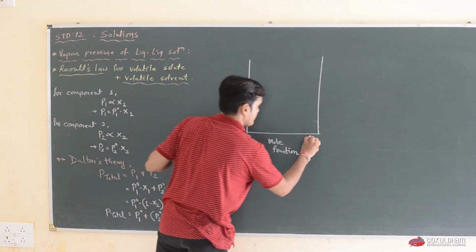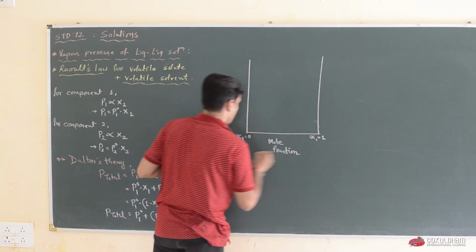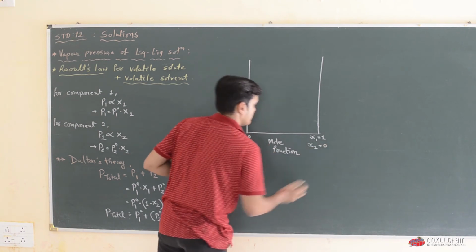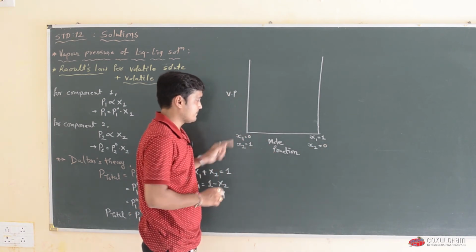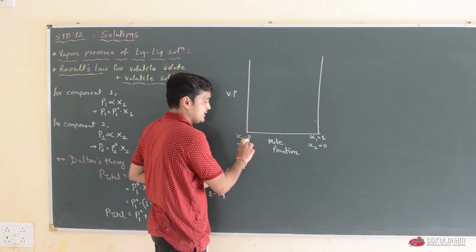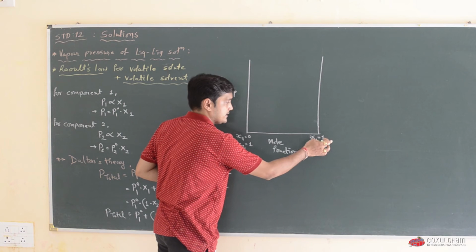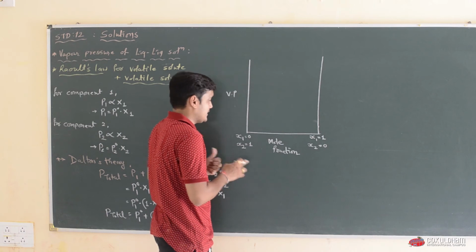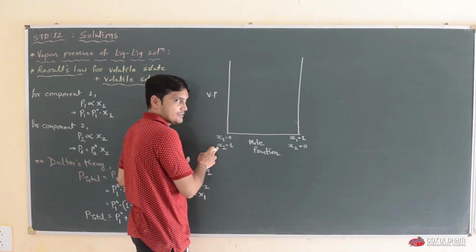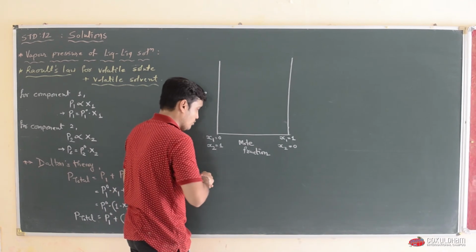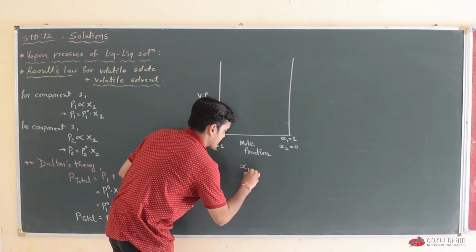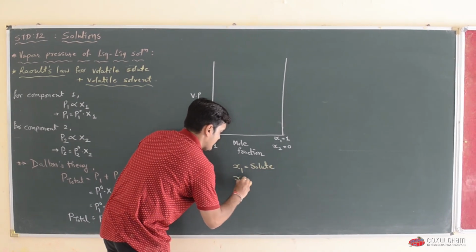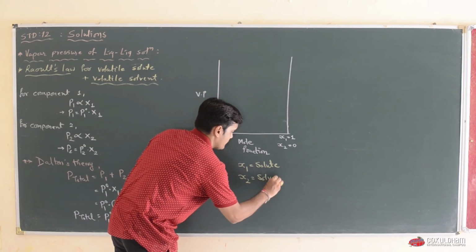x1 is 0, x1 is equal to 1, x2 is equal to 1, and x2 is equal to 0. This x1 has a concentration of 0 and this x1 equal to 1 means the concentration of this component is very high. Now we have to decide what is x1 and what is x2. So we are taking x1 as our solute and x2 as our solvent.